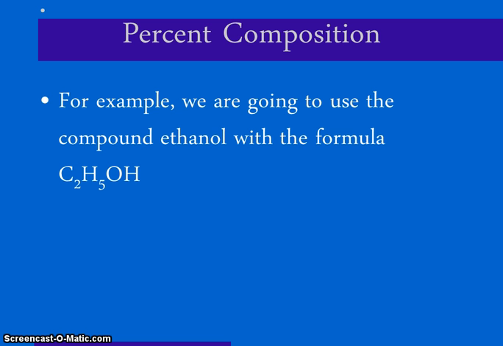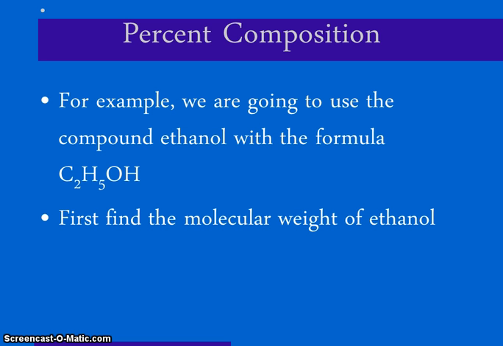So let's use for an example the compound ethanol. Ethanol is C2H5OH. So it contains the elements carbon, hydrogen, and oxygen. There are 2 carbons, 5 plus 1 or 6 hydrogens, and 1 oxygen. So the first thing we would have to do is find out the molecular weight or the molar mass for ethanol.